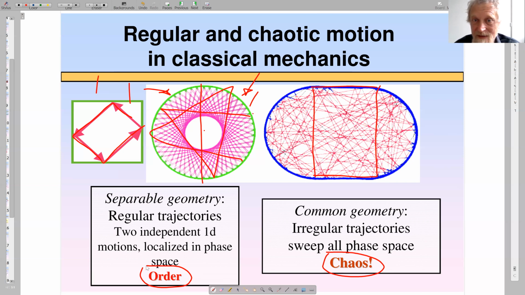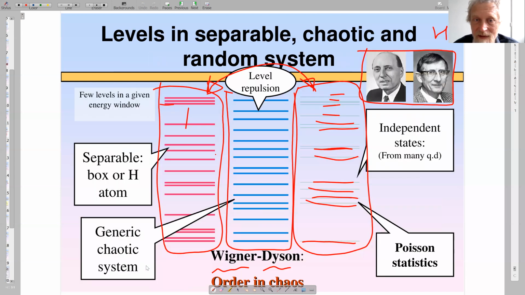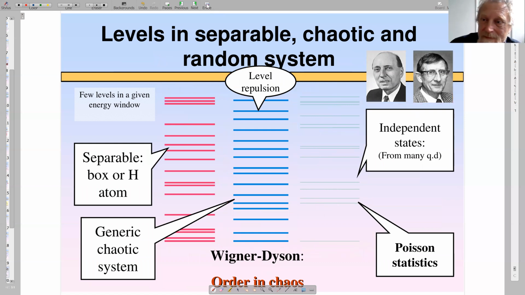Fine. Okay, but we're still talking about classical mechanics. Let's understand what's the manifestation of chaos in quantum mechanics. Right. And in this respect, we come again to these two gentlemen, which we have shortly mentioned in the previous lecture, Wigner and Dyson. And they made a big conjecture. They drew a correct association between random matrices and quantization of chaotic systems.